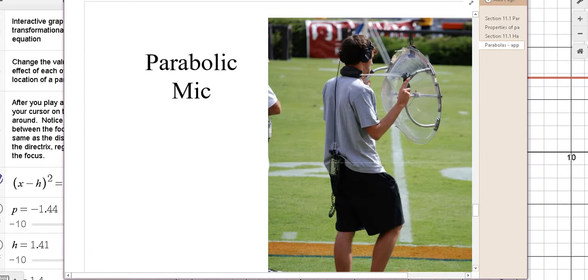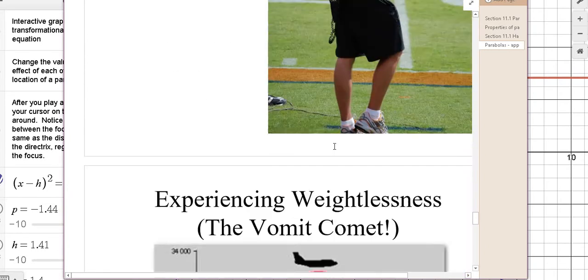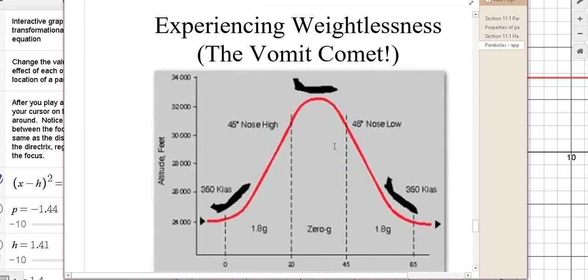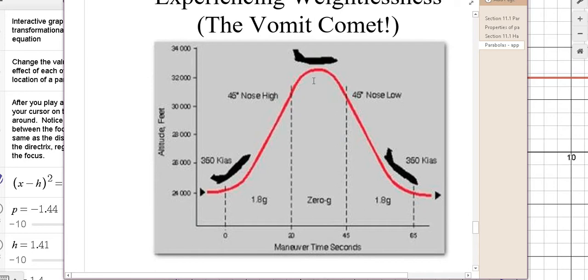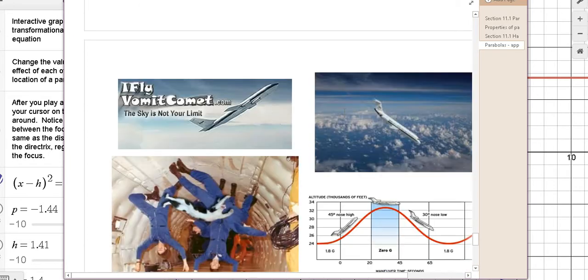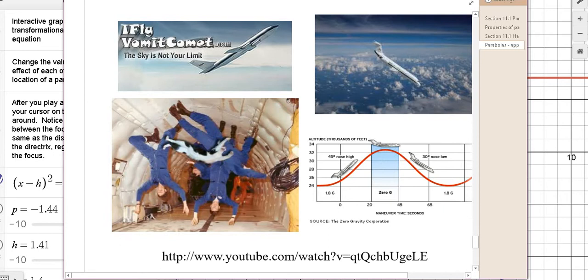Parabolic shaped microphone brings you the grunts and groans from Monday Night Football. And my favorite, the Vomit Comet. So the Vomit Comet is a plane that helps you experience weightlessness. It travels at a really steep angle and traces out a parabolic arc near the top, and at the top you'll experience weightlessness. Wow. Now can you see what's interesting and funny about the picture on the bottom left?